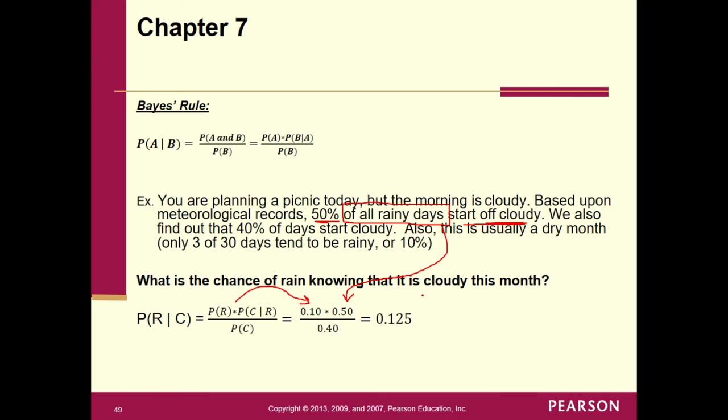And then what's the probability of it being cloudy? Well, let's see. We also find out that 40% of the days start cloudy. So that's 0.4. So 0.125 when we do the calculation there. So we can figure out the conditional based upon the opposite conditional.